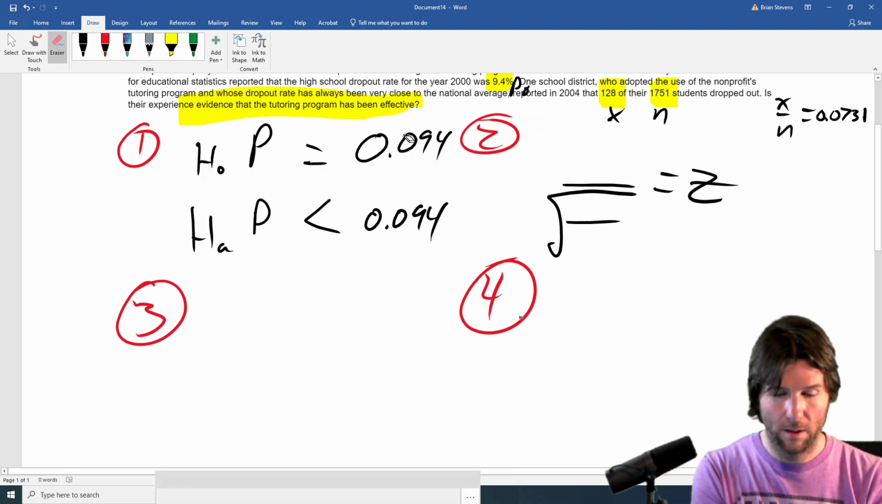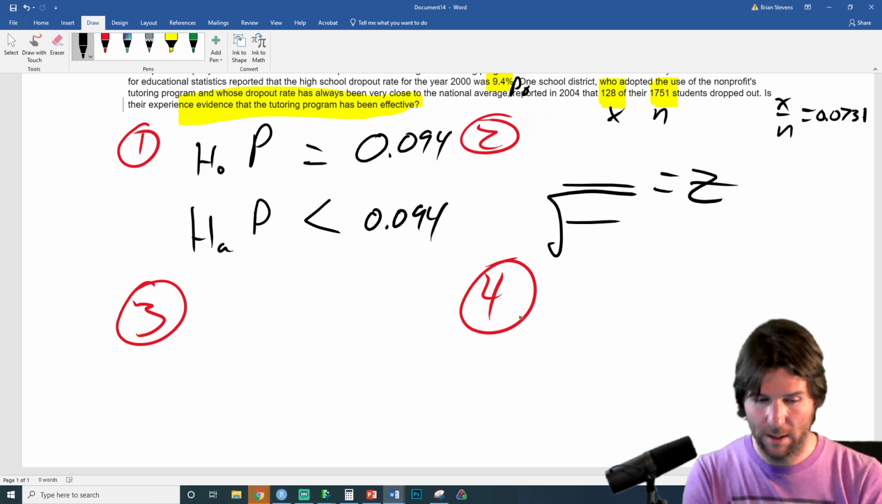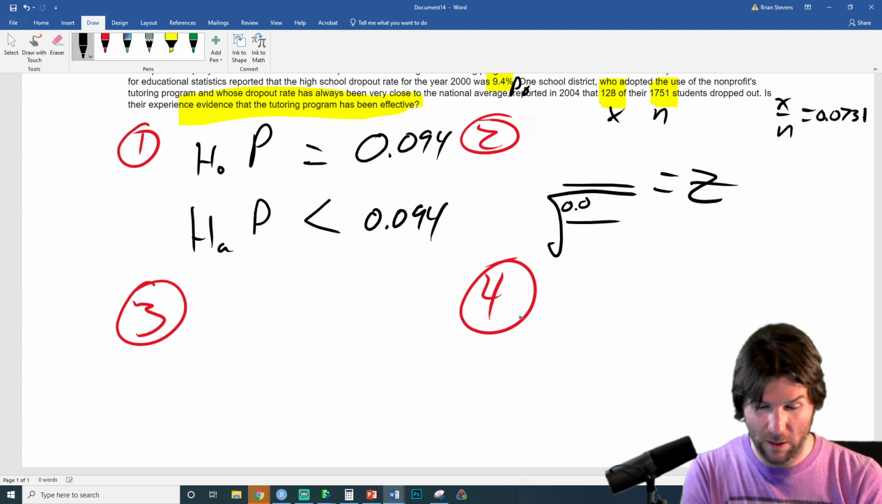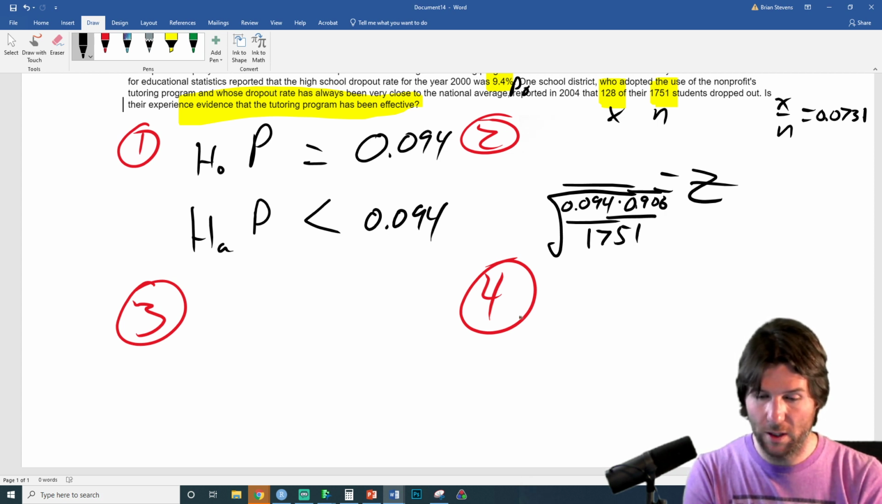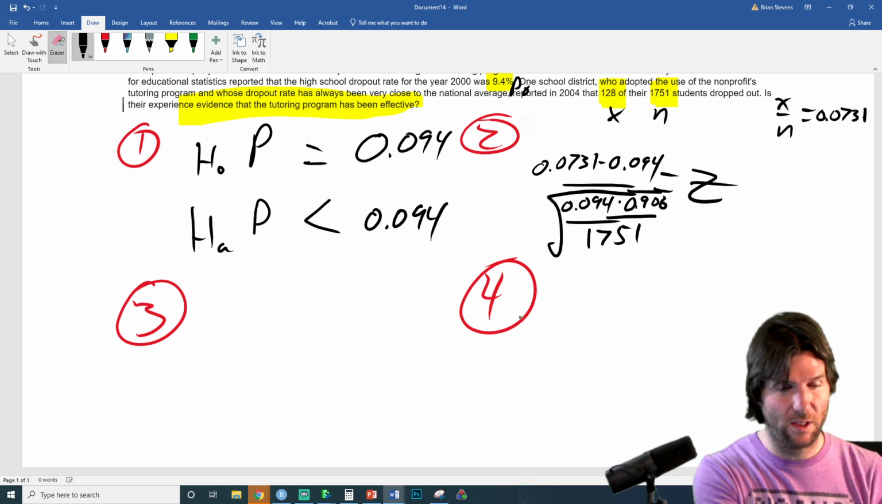There we go. Let's put this in, and we got it. So this will be 0.094, and then we do 1 minus that. So that'd be 0.906, because that's just 100 minus it. We do it over the sample size of this, and then the top of the equation is p hat minus p naught. And this will solve for z right here.